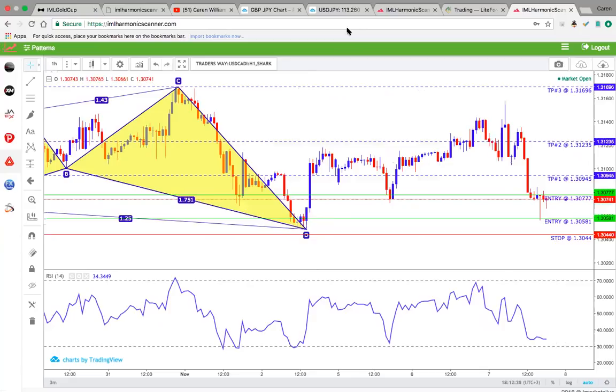I'm going to go back to the whiteboard now that we've had that brief understanding of the harmonic scanner. But before I go, I want you to look on the left-hand side. Over here, you will see different brokers that we use on the harmonic scanner.